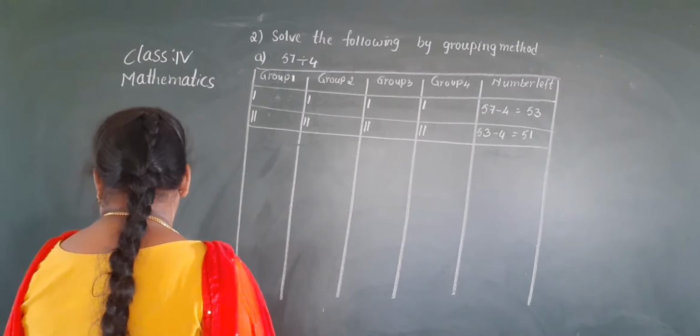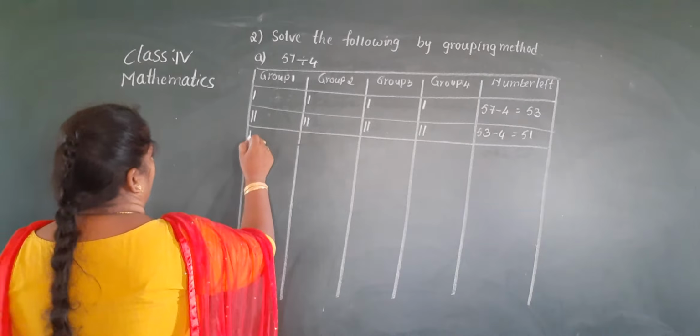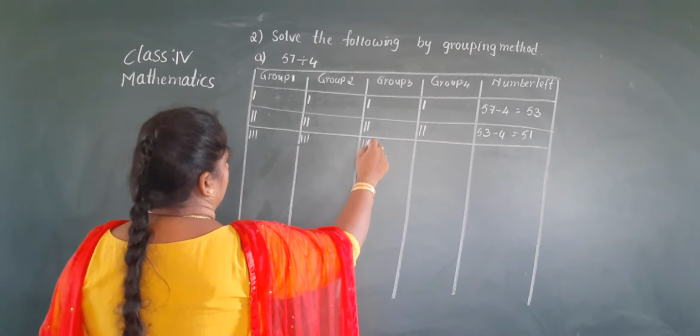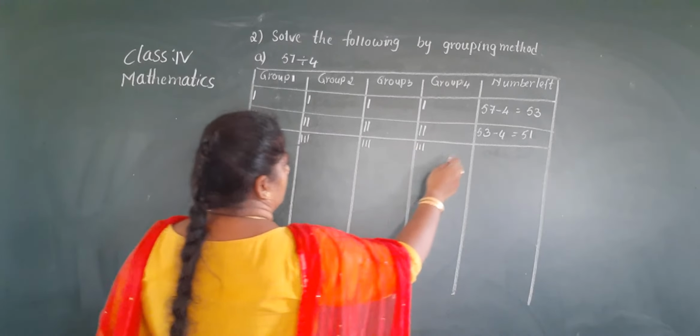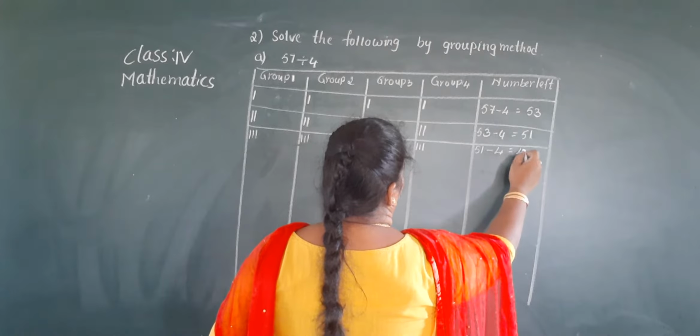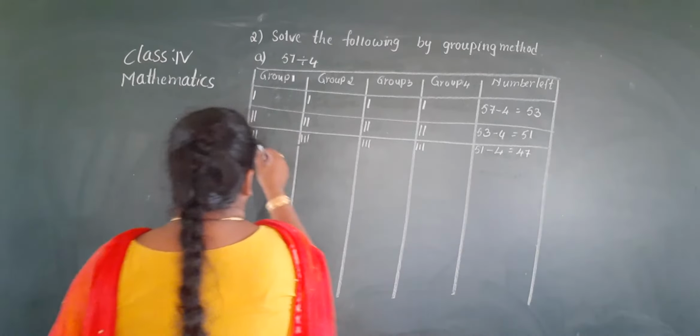Now 1, 1, 3, 1, 2, 3, 1, 2, 3, 1, 2, 3. So 51 minus 4 is 47. Okay.